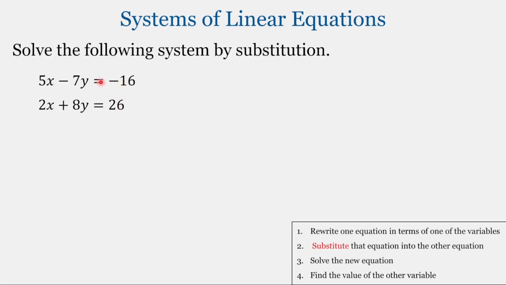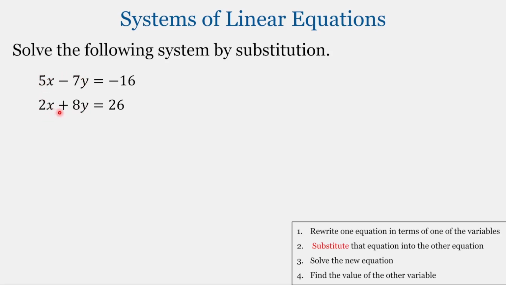But for this lesson, we're going to continue looking at the substitution method, or elimination by substitution. So with this second problem, we're going to solve the following system by substitution. We have 5x minus 7y equal to negative 16, and 2x plus 8y equal to 26. That first step is to rewrite one equation in terms of one of the variables. Again, you can pick any one of these four variables and solve the equation for it.